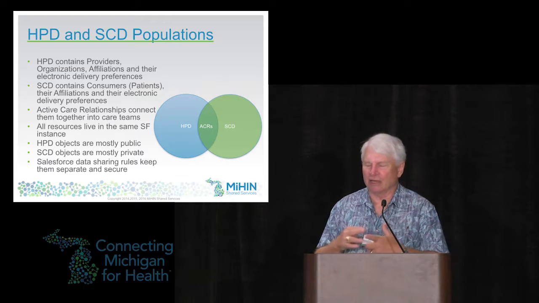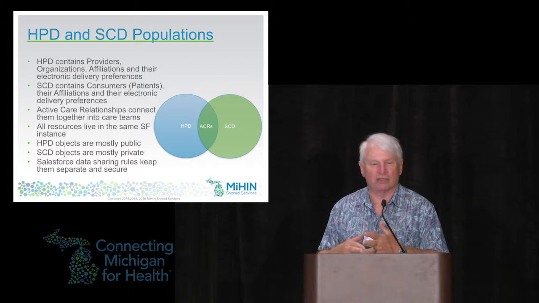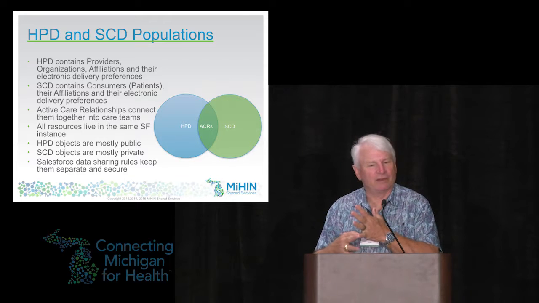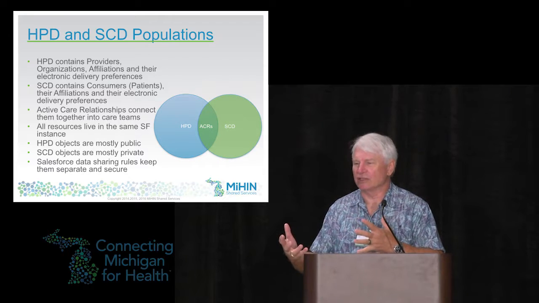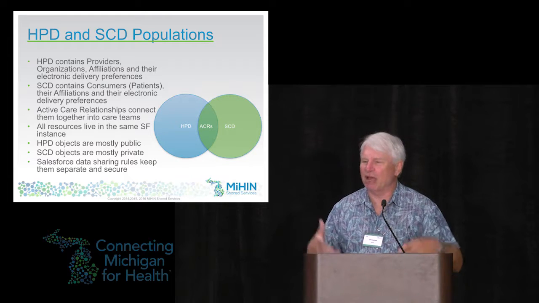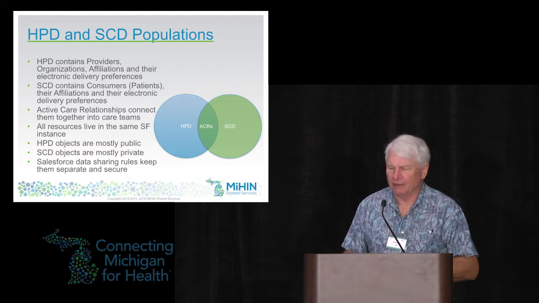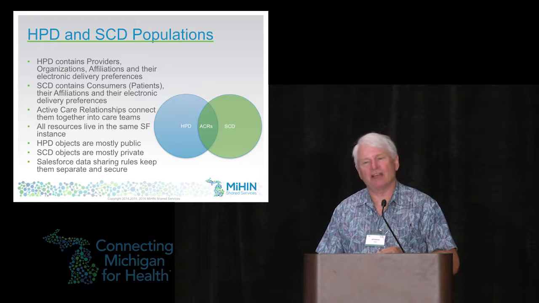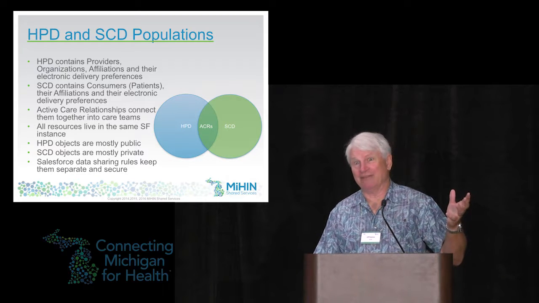And that means they've got to tell us about organizations and providers and consumers, patients, and the affiliations between them and the electronic services and so forth. And so we needed an API with those kinds of things in it, and it turns out FHIR has 80% of them.